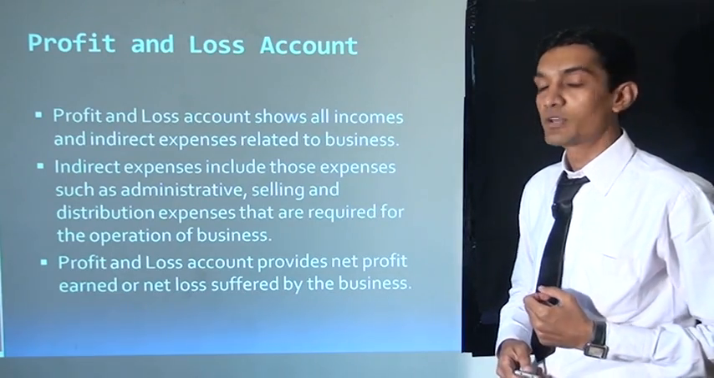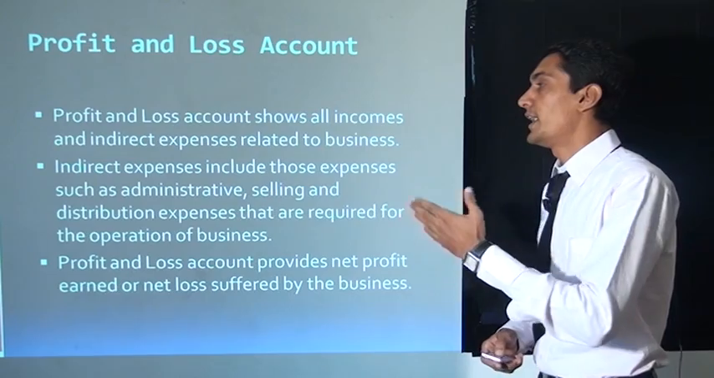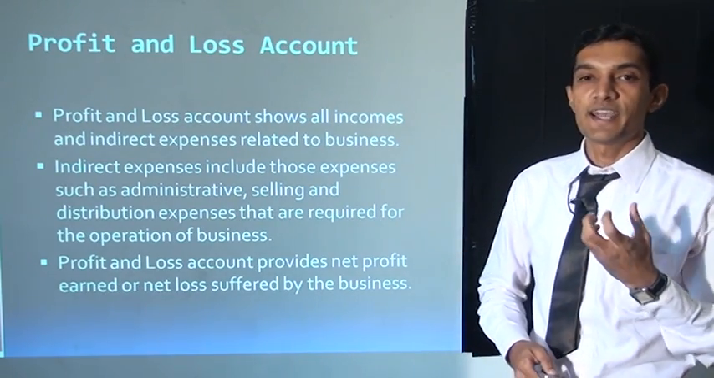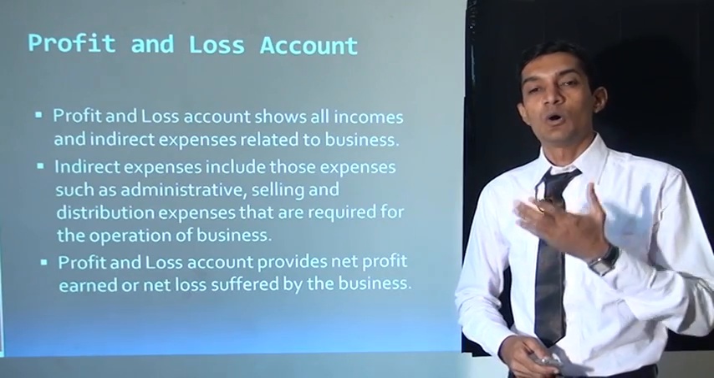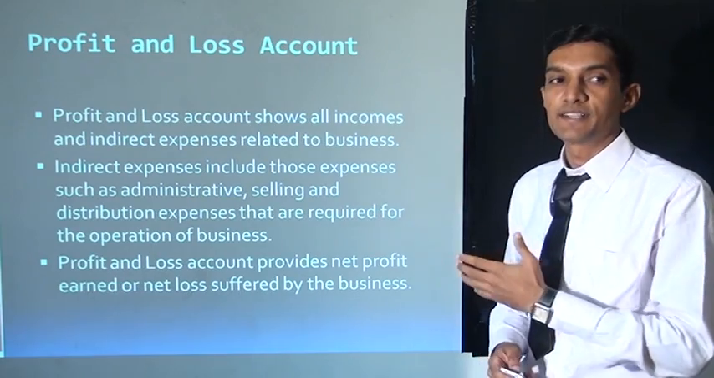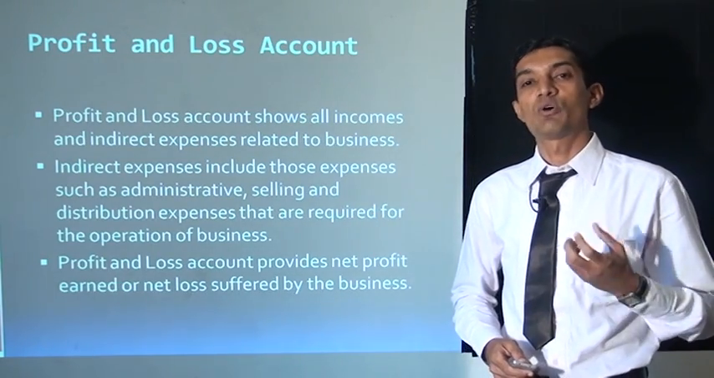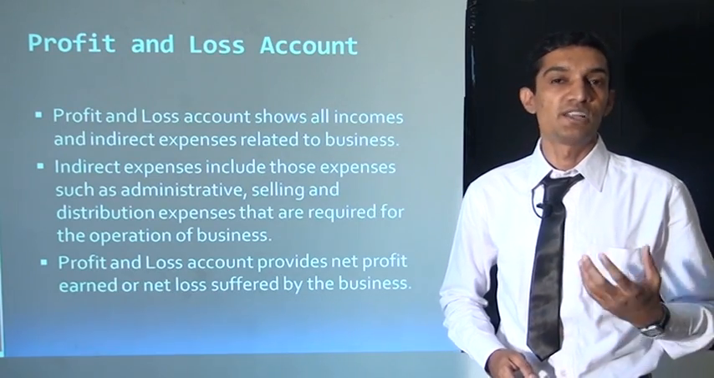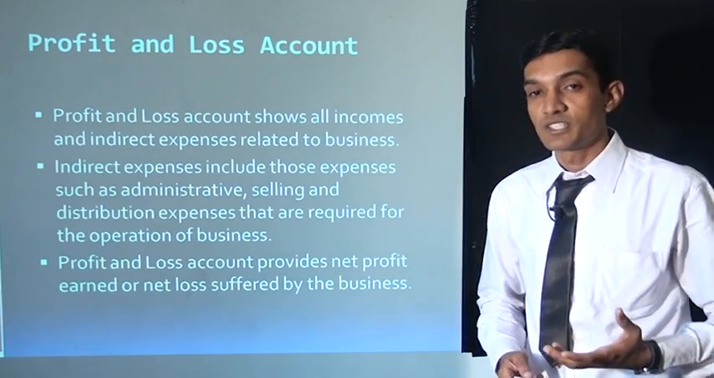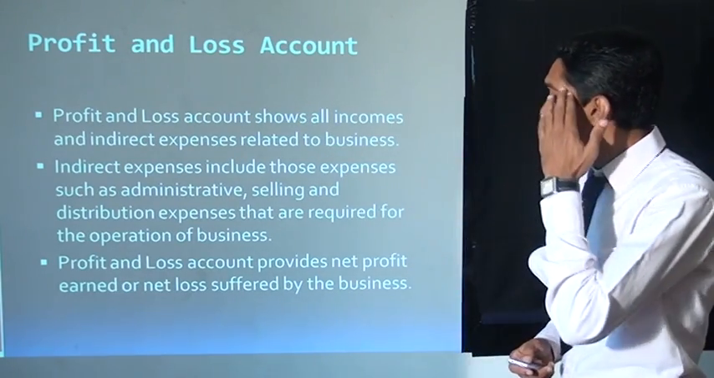Now next is the profit and loss account. What is the profit and loss account? It shows all income and indirect expenses related to the business. All expenses come on the debit side and all income comes on the credit side of the profit and loss account. Indirect expenses are like office expenses, stationery expenses, telephone expenses, administrative expenses, factory expenses. So these are all related to indirect expenses.